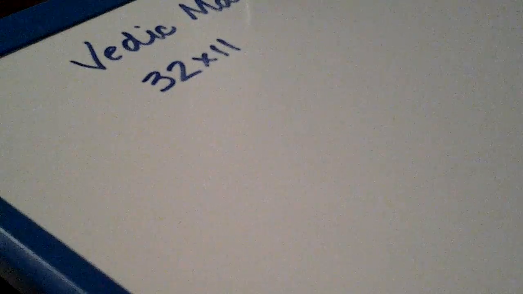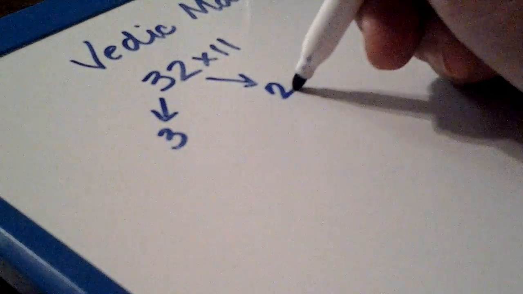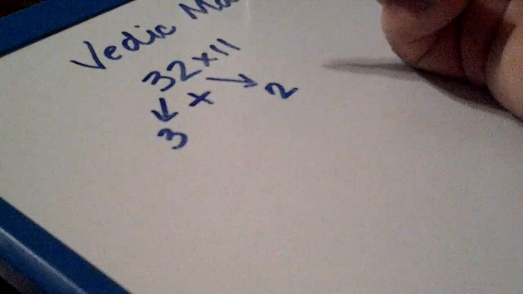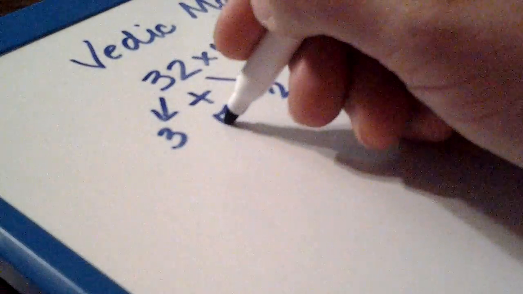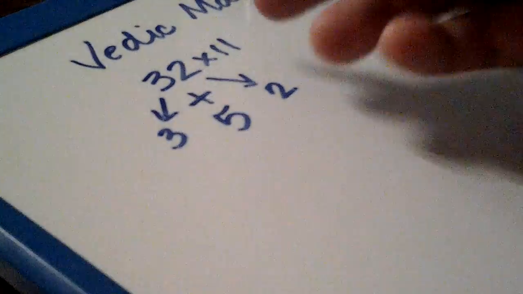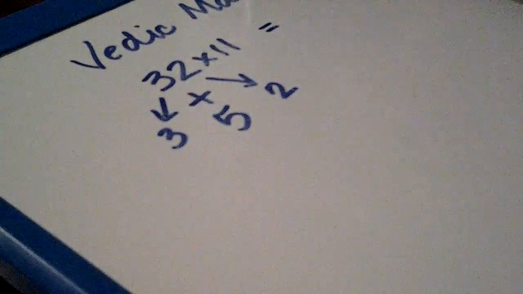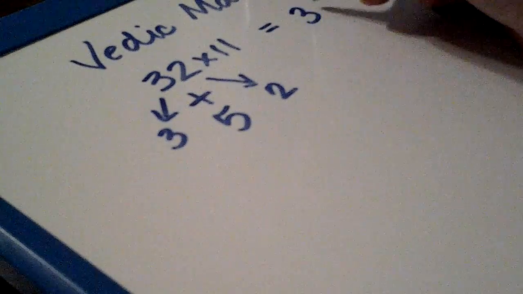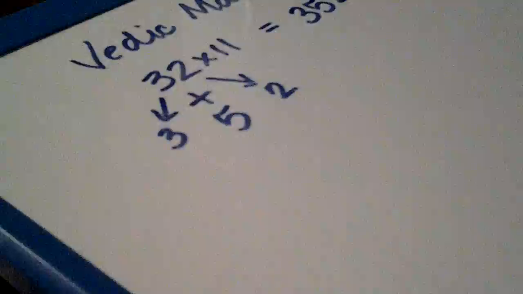The problem I'll use is 32 times 11, and how he described it to me, or to whoever would watch, was I'd bring down this 3, I'd bring down the 2, and then I would add these together, so I would be left with 352. So the answer to 32 times 11 is 352.